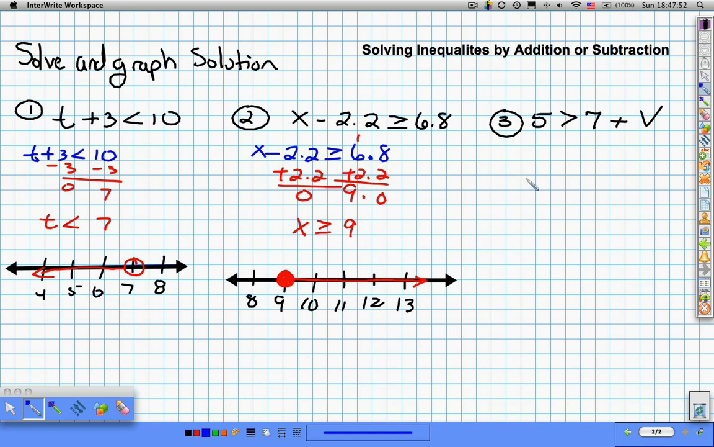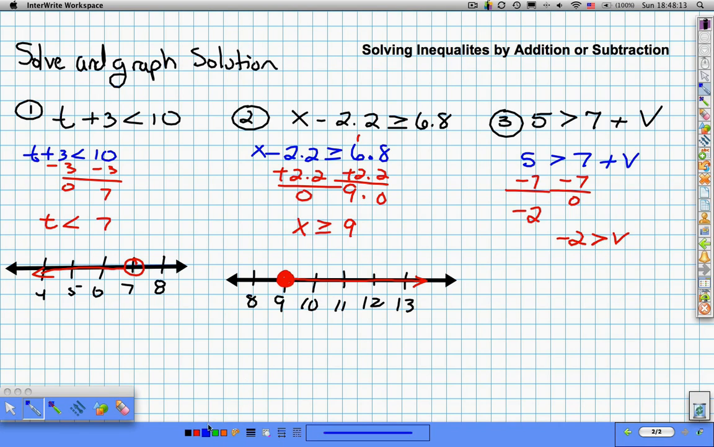Our last problem, notice our variable, this is what's different about it, is on the right side this time. But I'm still going to think of it as a regular equation. So let's go ahead and solve it. Since my variable's on the right hand side, I'm going to want to move this 7 away from it to the left. So I'm going to do that by subtracting. 5 minus 7 is a negative 2. So I have negative 2 is greater than v.